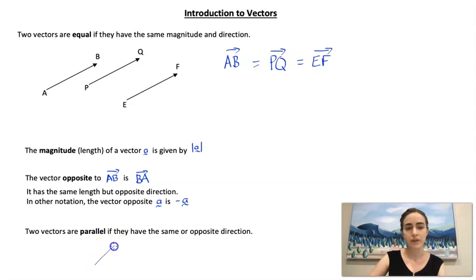So for example, if we have this one here, if we had one going in exactly the same direction, assuming that I could draw them perfectly, then they would be parallel. If we had one going in exactly the opposite direction, that's still parallel even though it's moving the other way.